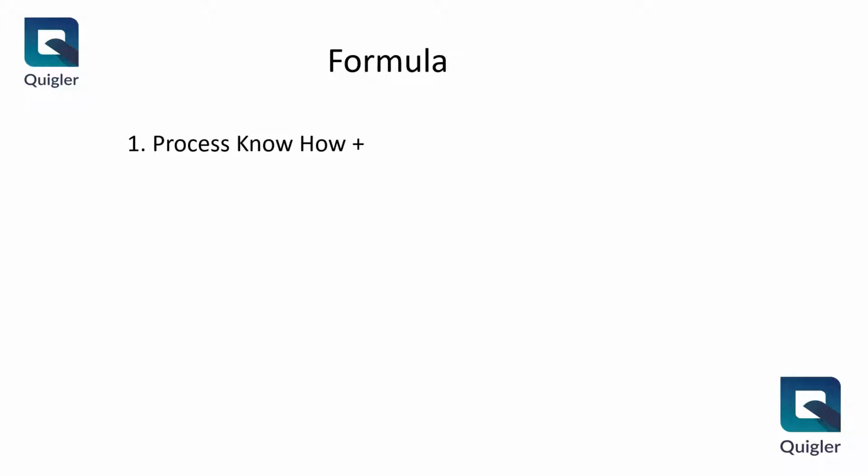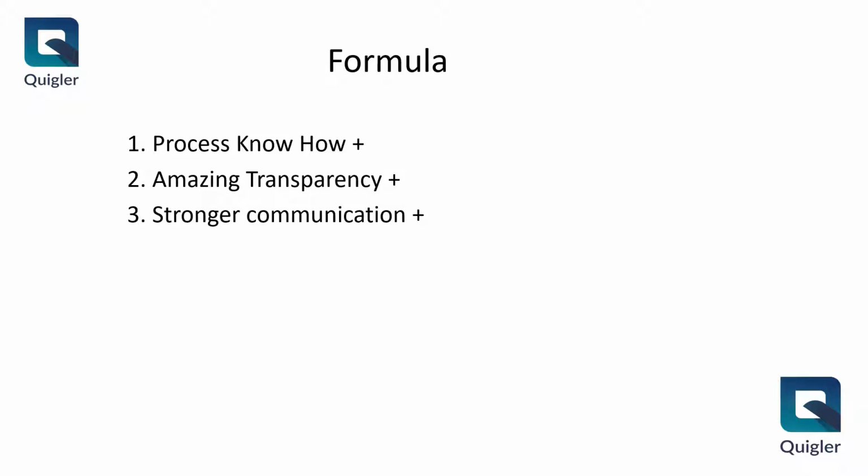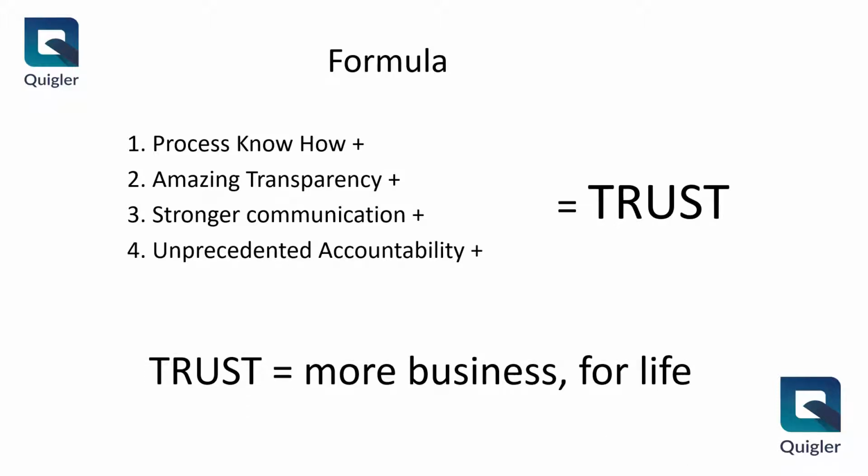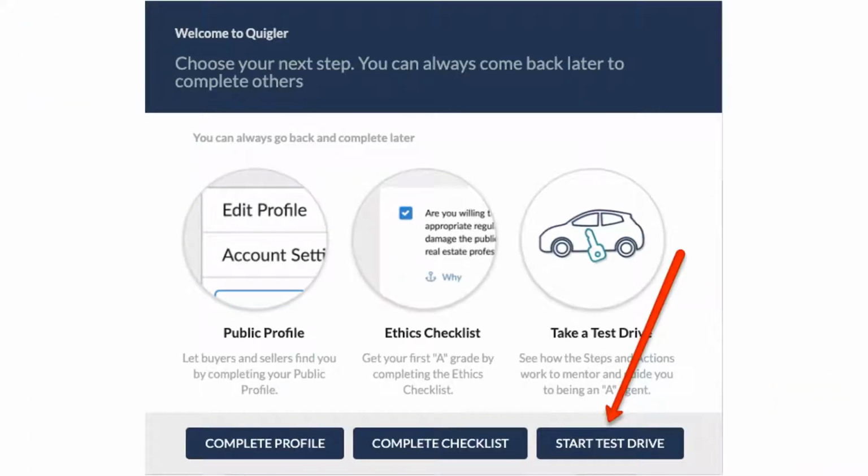First, Quigler is the tool that's going to enable you yourself to have complete process know-how and demonstrate it to a consumer. And in doing so, you will provide that consumer amazing transparency, something we have never before been able to provide them. Third, you're going to be able to augment whatever phenomenal communication you now have with communication that's on steroids. And all of that is going to lead to unprecedented accountability in our business, all of which leads to greater trust in you. And it is trust that is the generator of more business than anything else, and you will have that business for life. So let's begin.